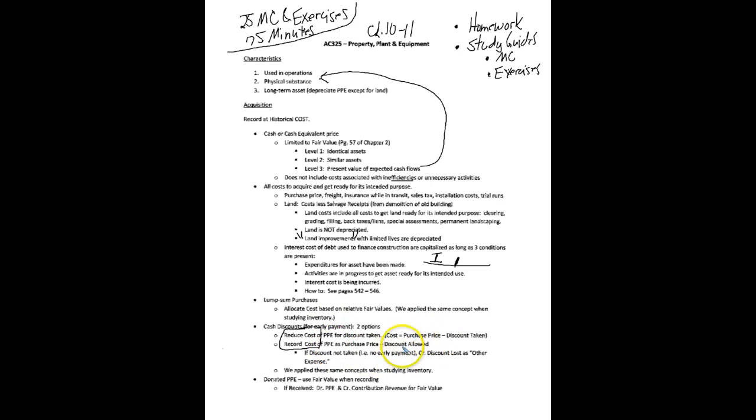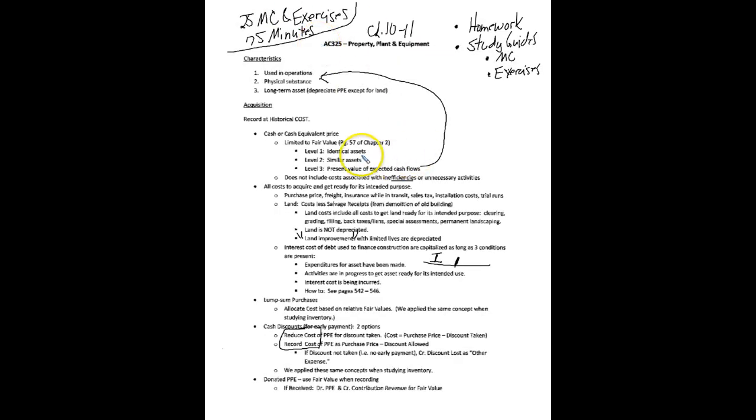And again, we saw these same concepts when studying inventory. If we donate property, plant, and equipment, if we're receiving it, we record it at the fair value, and so we would debit the asset, credit contributed revenue.